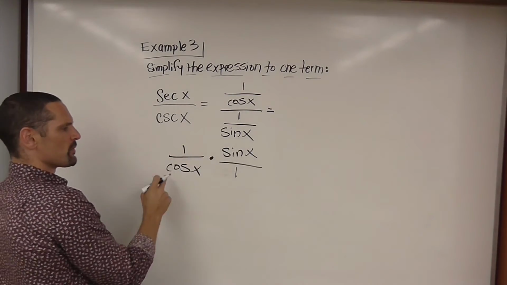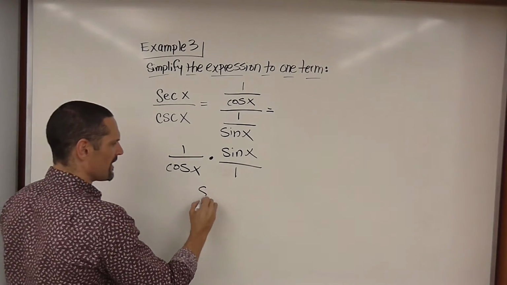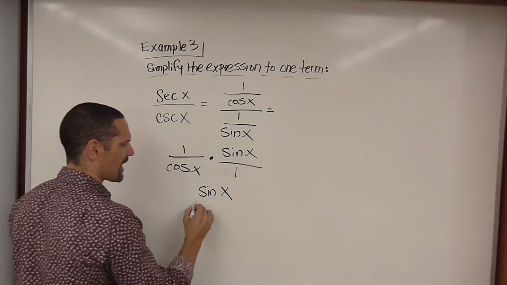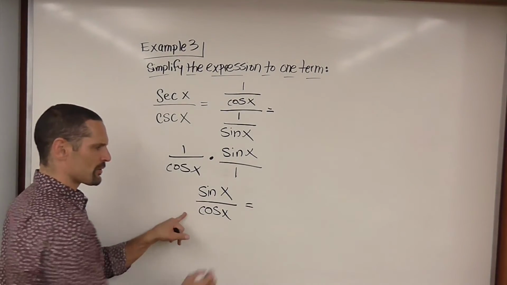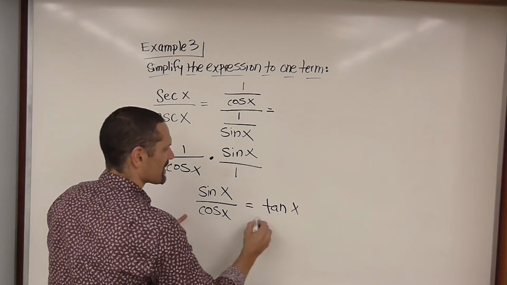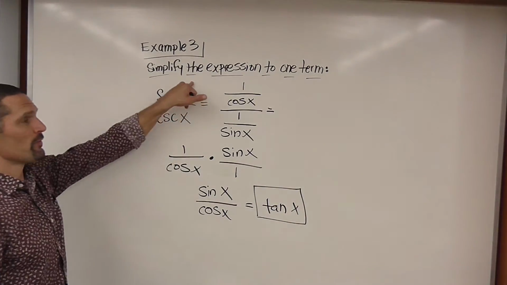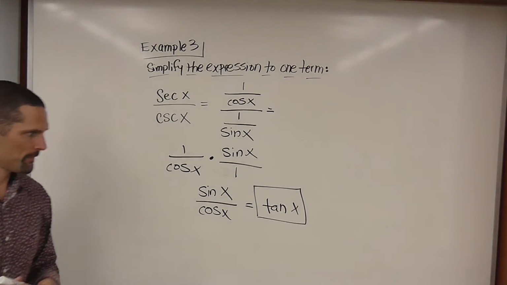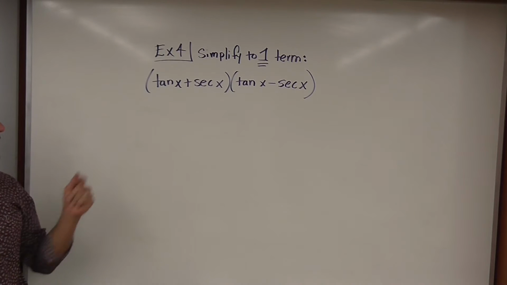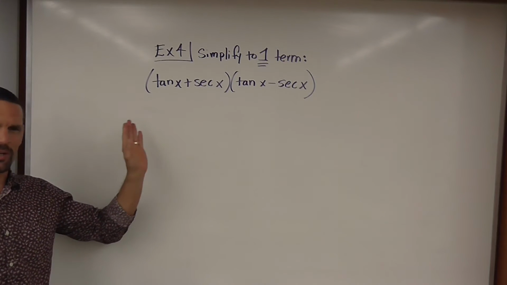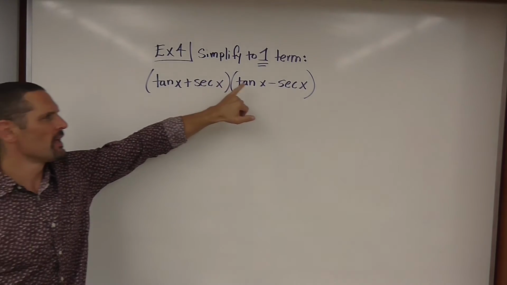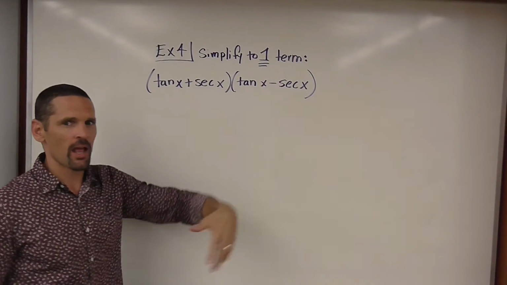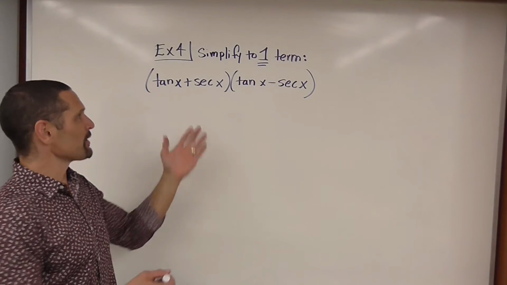Now, numerator times numerator, denominator times denominator gives us sine x times 1 is sine x, cosine x times 1 is cosine x, and of course that's equal to tangent x, and there is our answer written as one term. Of course, if we're asked to simplify to one term in example 4, we could use our technique of writing this as sine over cosine plus 1 over cosine, sine over cosine minus 1 over cosine. But before we get there, let's see what else we could do.